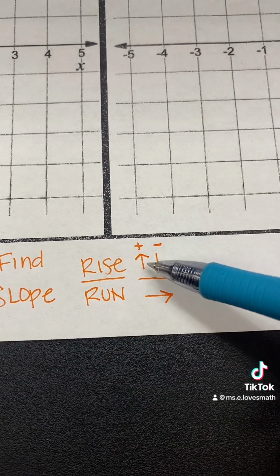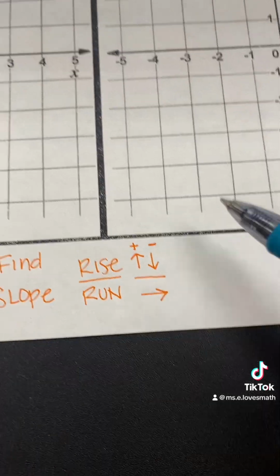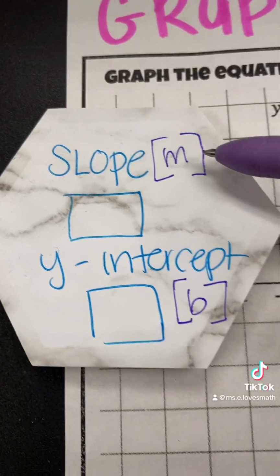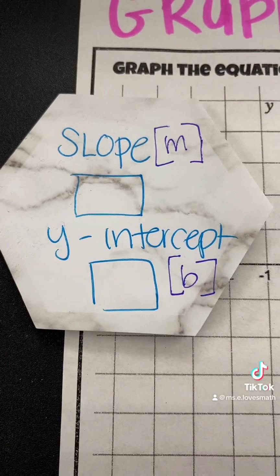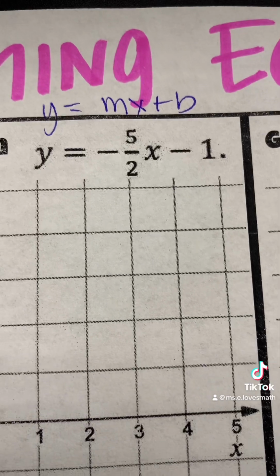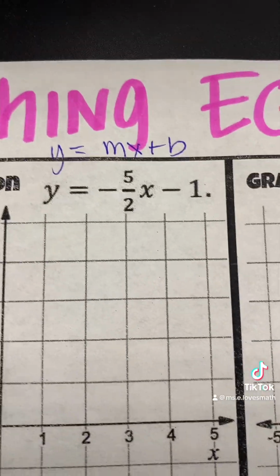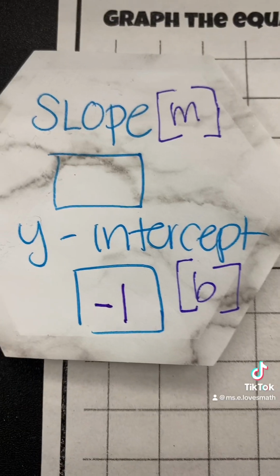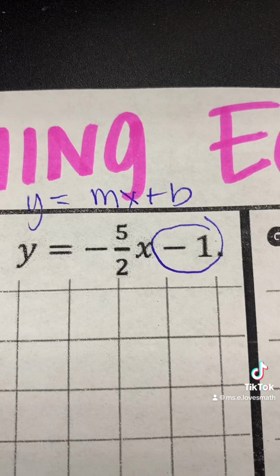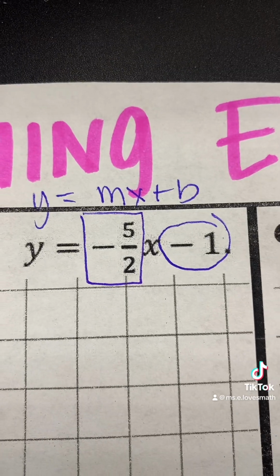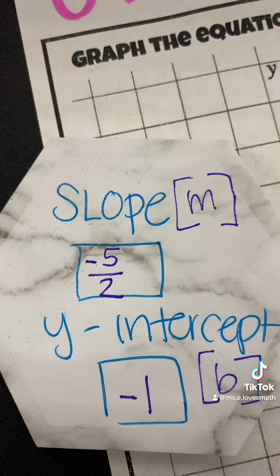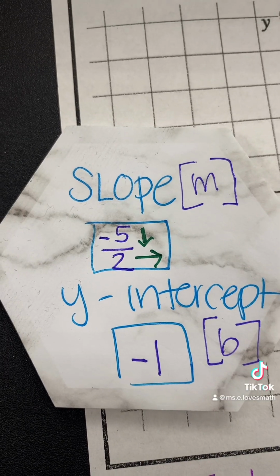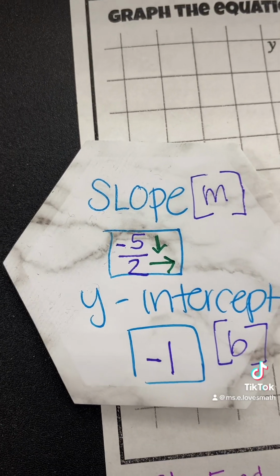Your rise will be positive or negative, and then your run will be to the right. So remember, your slope is your m and your y-intercept is your b. So looking at our equation, our y-intercept is -1. So we're going to keep note of that here. Our slope is -5/2. So we will make note of that here. Since our slope is negative, we will rise down and run to the right.